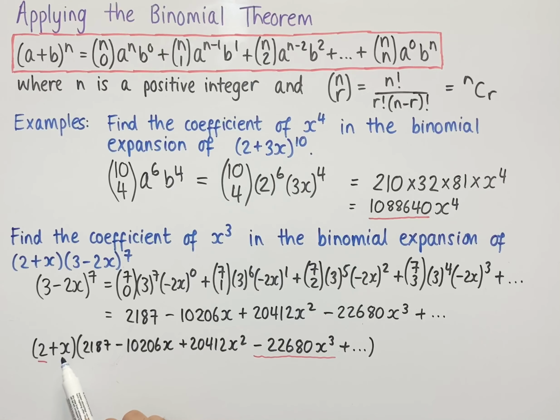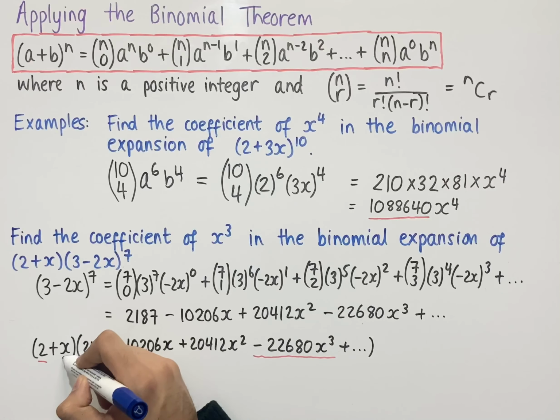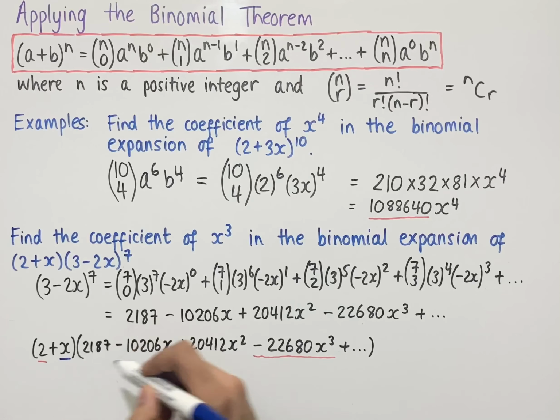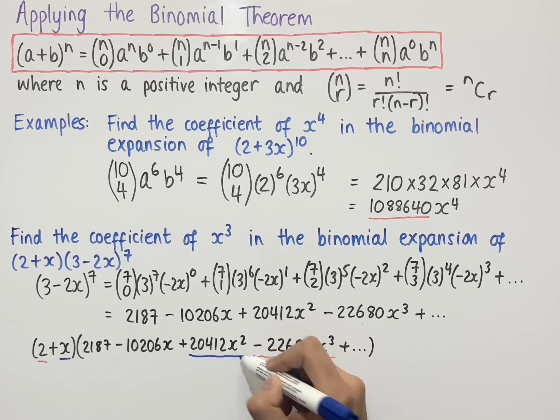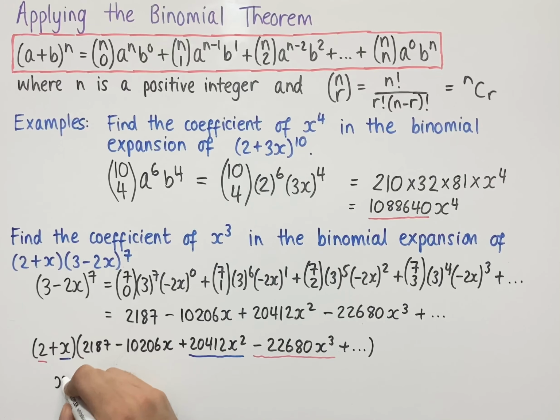Likewise, if we now start multiplying with x, x times 2187 would give us 2187x, which doesn't involve x to the power of 3. Likewise, x times this second term wouldn't give us a term that has x to the power of 3. However, x times this term, 20,412x squared, would end up giving us a term that has x cubed within it. So the other calculation that we're interested in for this question is x multiplied with 20,412x squared.